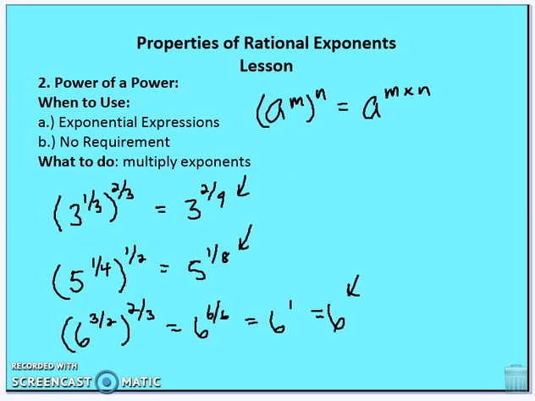So here are the results from the examples. Again, we're going to use it when we're taking some value that has an exponent already, and we're taking that value to another exponent or power. We're going to multiply the two exponents together and remove the parentheses. So here are some classwork examples for you. I will pause here, and then you can check your answers.